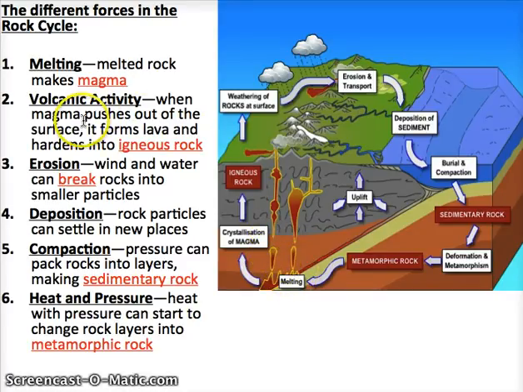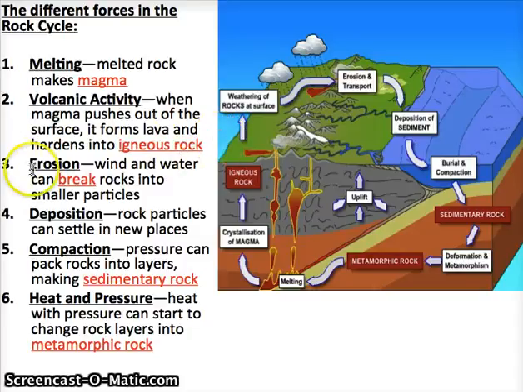The second force is volcanic activity. When magma is really hot, it becomes less dense, so it rises towards the surface of the Earth, and then sometimes it will push out of the surface of the Earth and bubble out. When it does that and cools down, it forms lava, and then it hardens into igneous rock, which we talked about a few minutes ago.